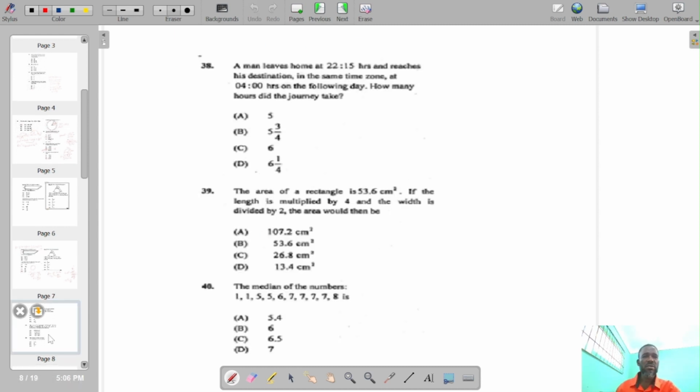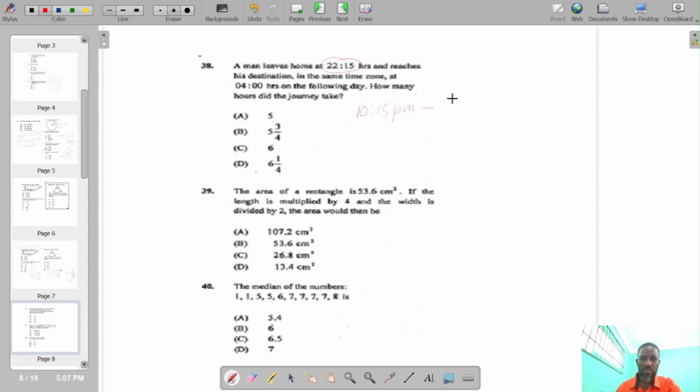A man leaves home at 22:15 hours and reaches his destination in the same time zone at 4:00 hours the following day. How many hours did the journey take? Again, what we need to know is that this is actually 10:15 p.m.